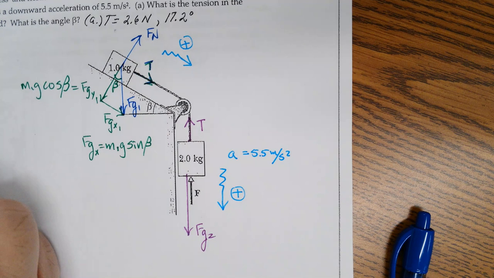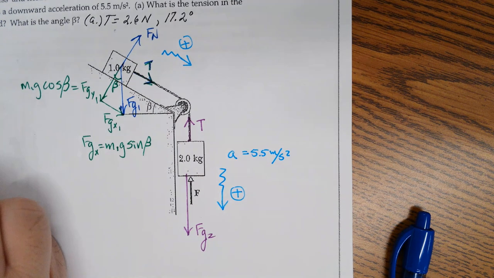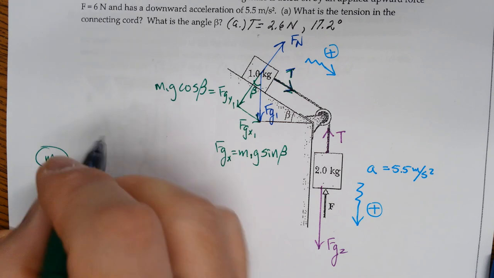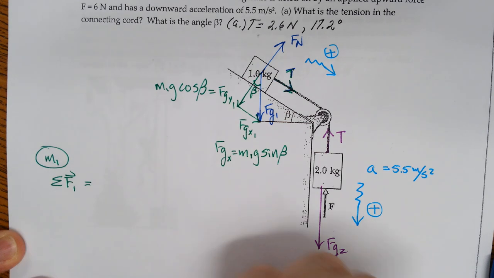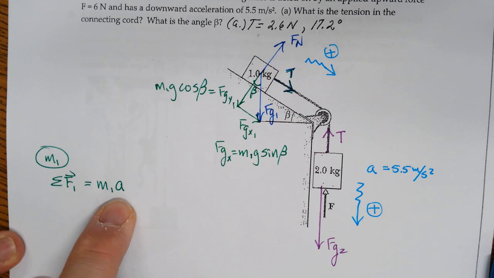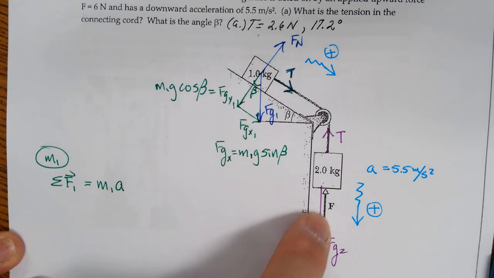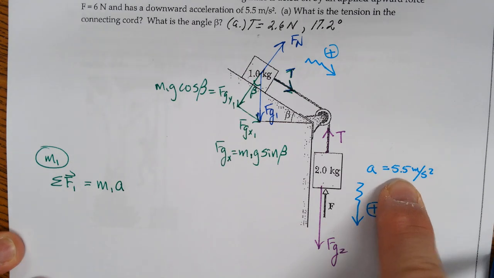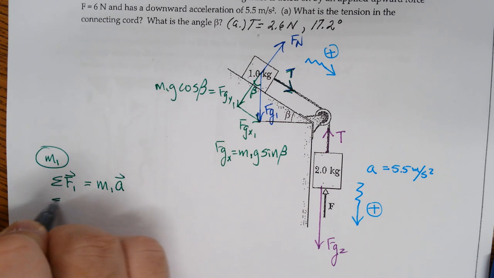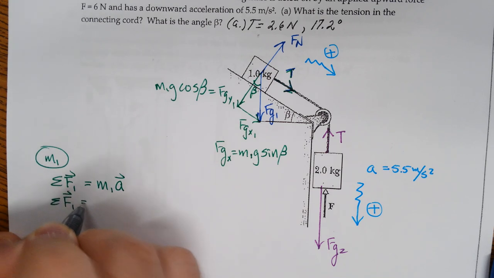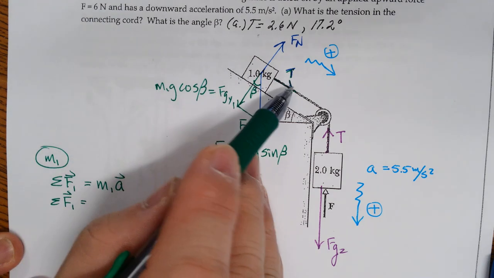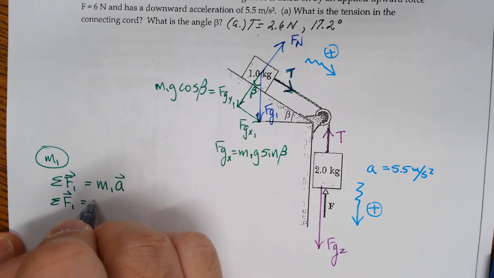Here, the sum of all forces on m1 is equal to m1a. Now remember, the acceleration is the same throughout, which is 5.5 meters per second squared. And the sum of all forces on m1 is equal to, now we're only going to look in the x direction, the direction of motion.